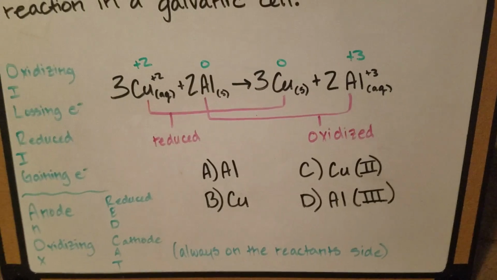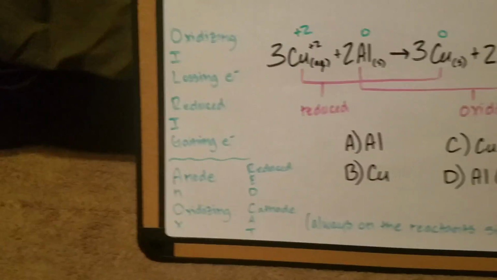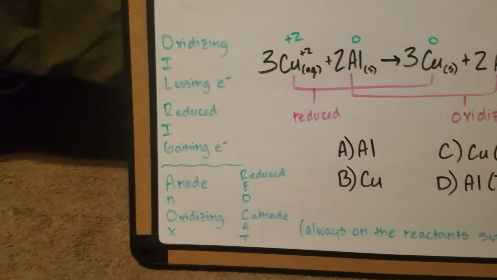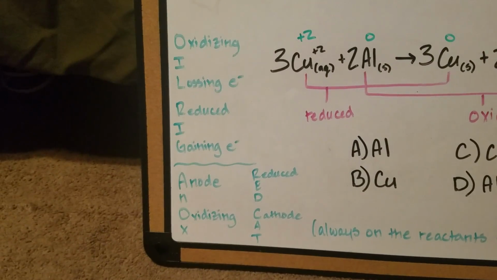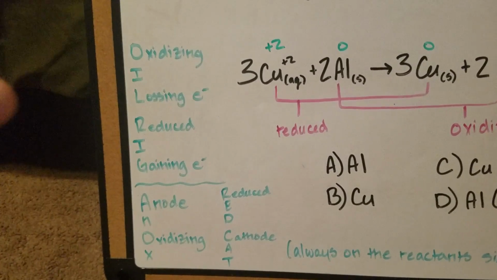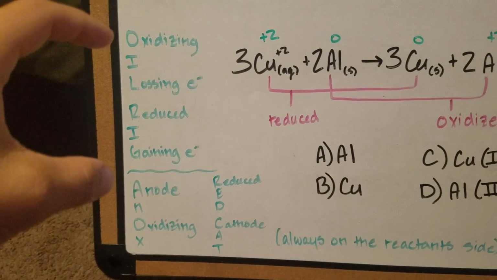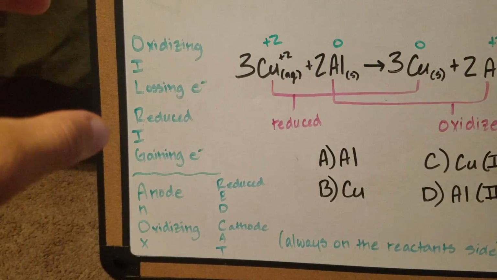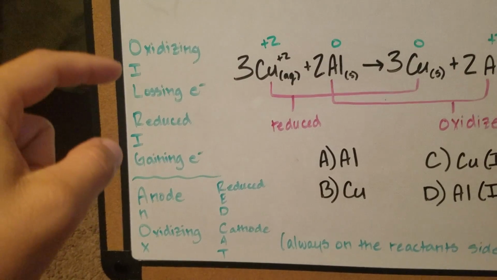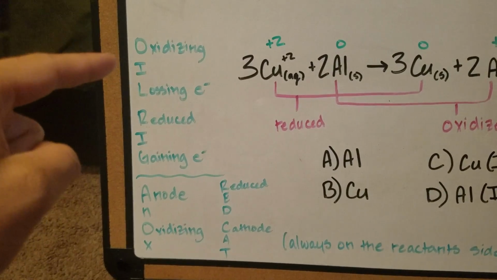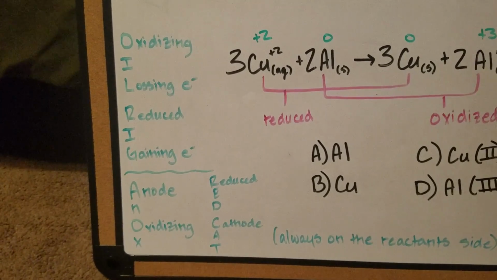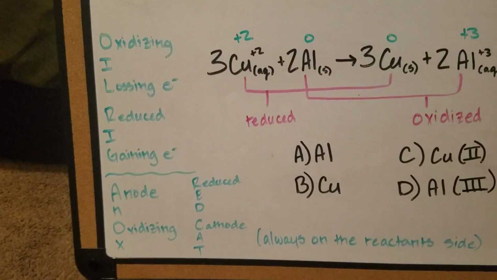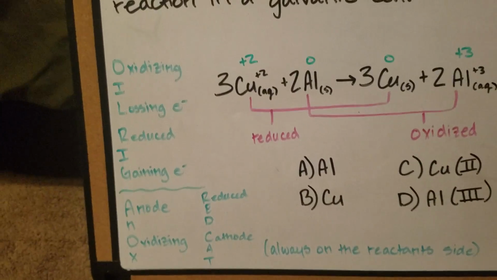And there's two little sayings, not sure what you would call those. So OIL RIG is what we use to identify what's being oxidized and what's being reduced. Whatever is being oxidized is going to lose electrons as the reaction is taking place, and whatever is being reduced is going to gain electrons as the reaction is taking place.